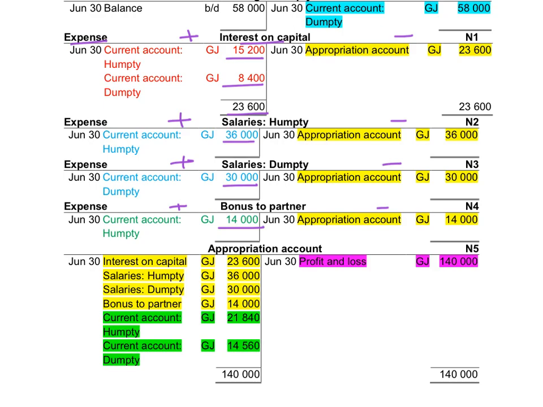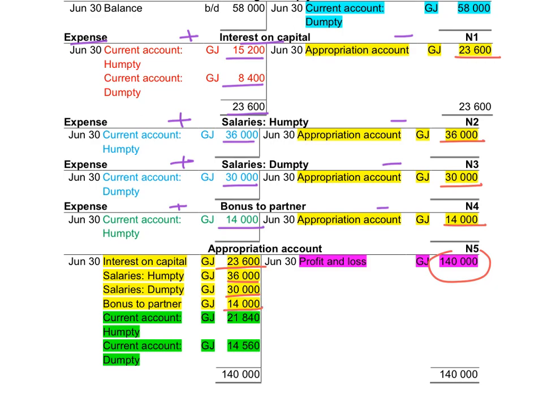After we completed the adjustments, we will have to close off all these nominal accounts. So interest on capital will be credited and will be debited in the appropriation account. The trading account will follow with the profit and loss account, and then the profit that we made in the profit and loss account is recorded in the appropriation account, and all the expenses payable to partners will be recorded in the appropriation account. So the salaries account will be credited and the appropriation account debited. The bonus account will be credited and the appropriation account debited.